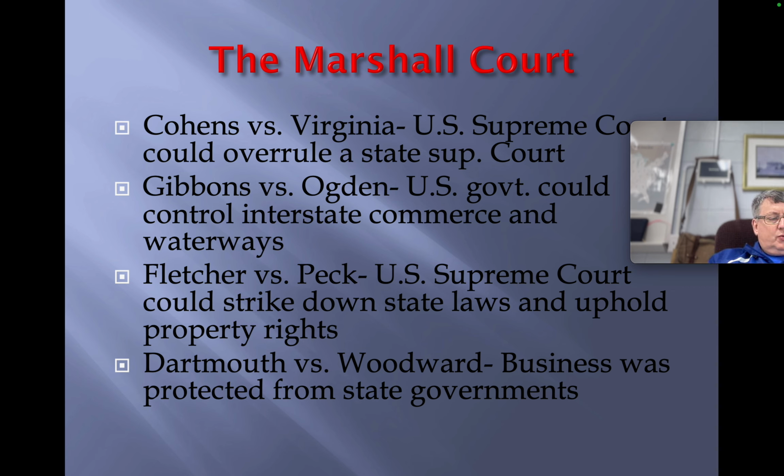In a case which was called Gibbons versus Ogden, in that case, the U.S. government said via the Supreme Court that the government could control interstate commerce and waterways. So in this sense, you see that the federal government is stating that we have the power to control commerce in interstate waterways. More power for the central government now to regulate commerce, not a power that is given to the states. In Fletcher versus Peck, the U.S. Supreme Court said that it could strike down state laws and uphold property rights.